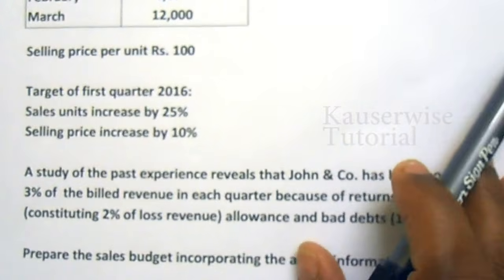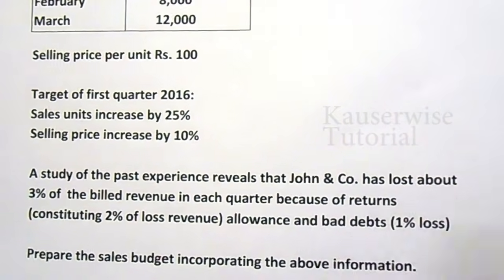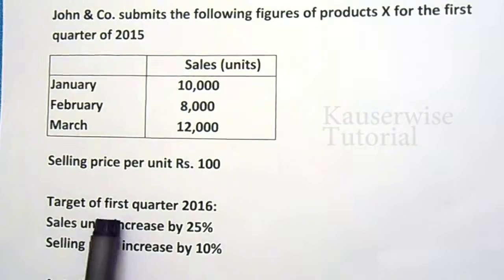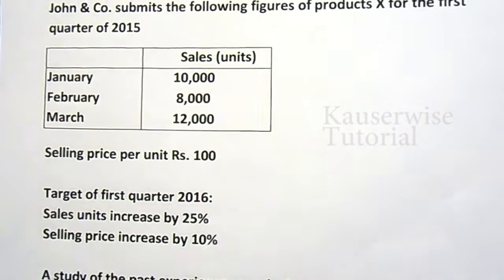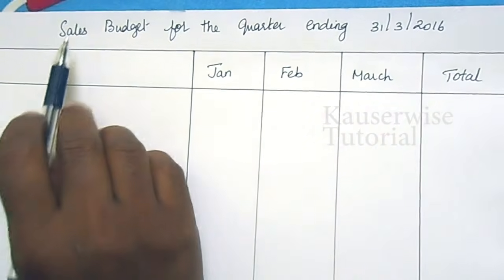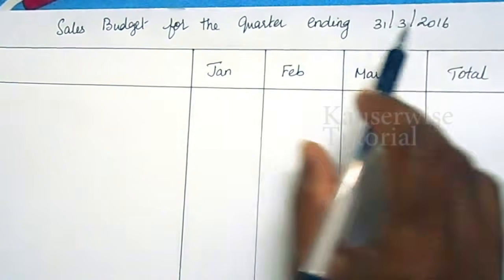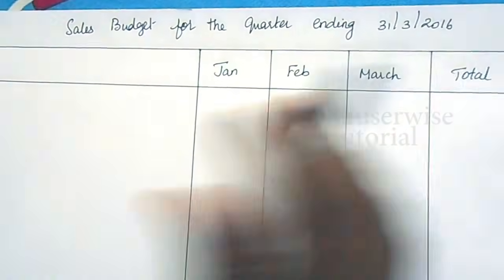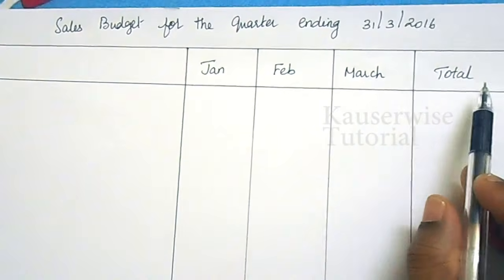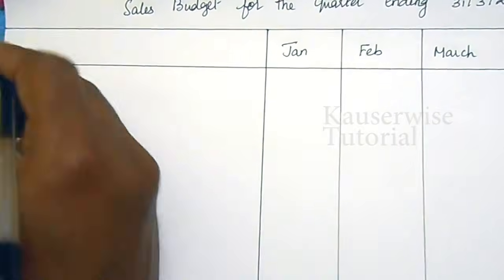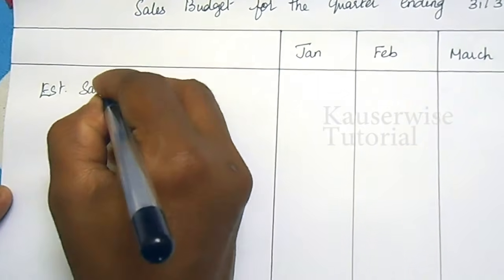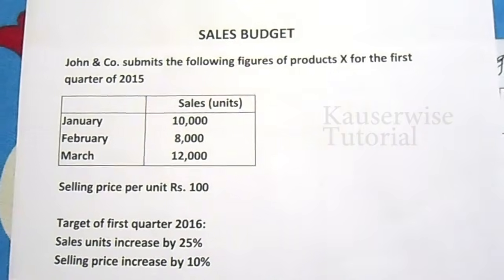This will be incorporated in the sales budget for the year 2016. This sales budget is on a periodical basis. So here we have 3 months of information. They ask you to prepare the first quarter of 2016. So this is a periodical-wise sales budget. This is the format: sales budget for the quarter ending 31st March 2016. In the particular column, we have January, February, March, and the last one is total. First you need to start with estimated sales in units.